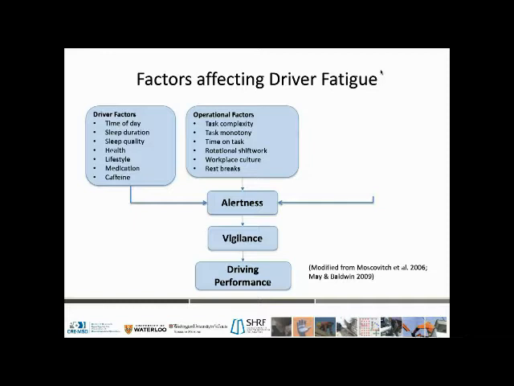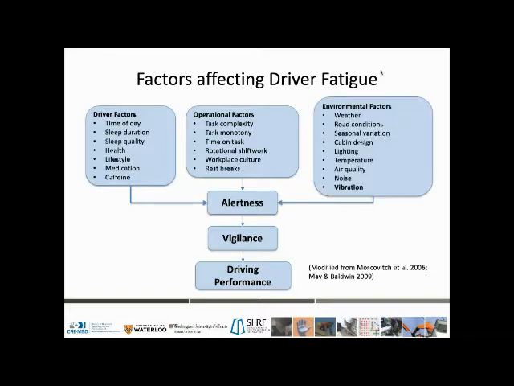And an example of an operational intervention to improve driver alertness would be laws that regulate how many hours a driver can drive and be on duty per day and week. And finally, there are environmental factors like weather, road conditions, cab design, and vibration. So I acknowledge there are many factors that affect driver alertness, but my study mainly looked at vibration.